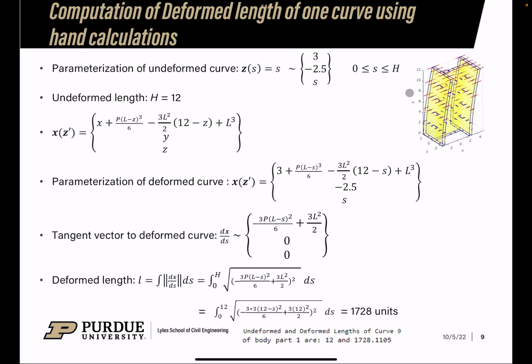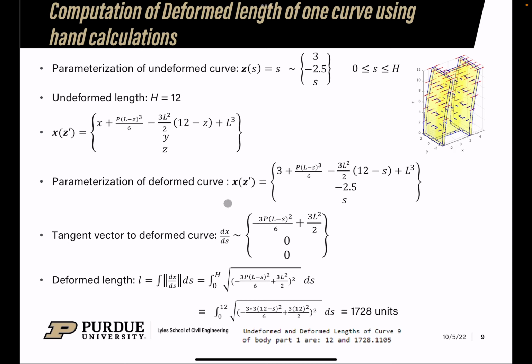Now computing the deformed length of one curve using hand calculations. The curve I've chosen is this curve. Its parametric equation for the undeformed curve is basically this, and the undeformed length is 12. The deformation map is given by this. Substituting the parameterization, replacing x with 3, y with minus 2.5, and z with s, we get the parameterization of the deformed curve.